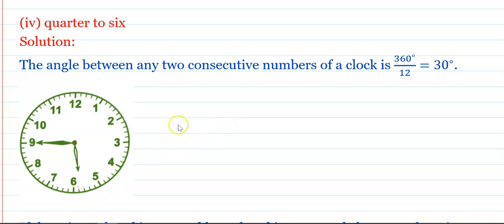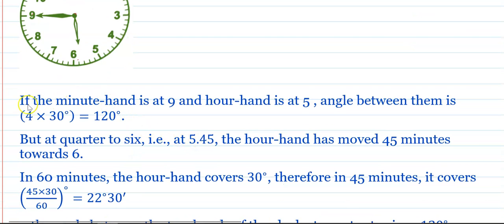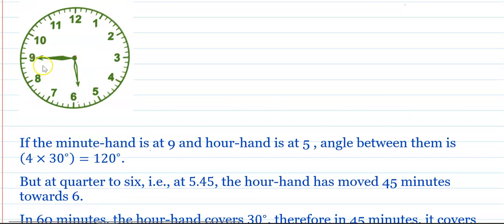Okay, now see this here. The angle between any two consecutive number of a clock is 360 upon 12, that is equals to 30 degree. Okay, हे प्रत्येकदा आपण या स्टेप्स मध्ये लिहित असतो. इफ द मिनिट हँड इज ॲट 9, आपण त्या स्टँडर्ड पोझिशन घेणार. मिनिट हँड इज ॲट 9 अँड द आवर हँड इज ॲट 5.